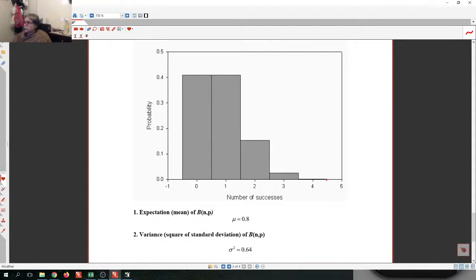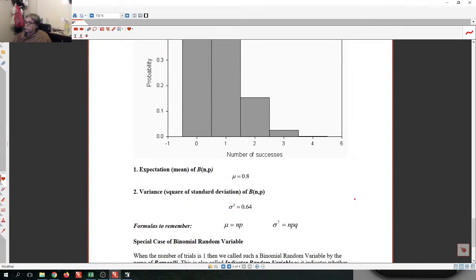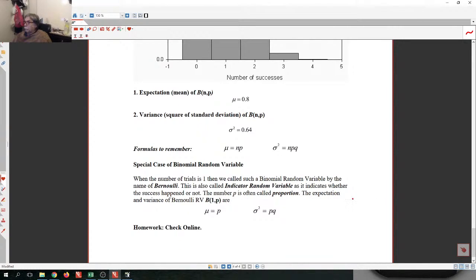So this is kind of a sliver here. This is a bar, but the height is so low that there's not much to see. Okay, now the kicker is that we know the expectation by using a formula, and we know the variance by using a formula. That's amazing. And how is this going to work? Well, you just have to think about it.